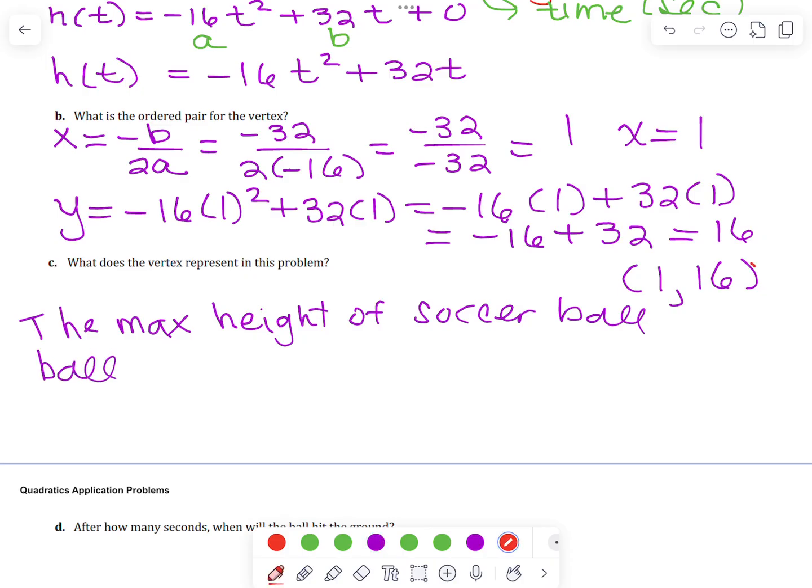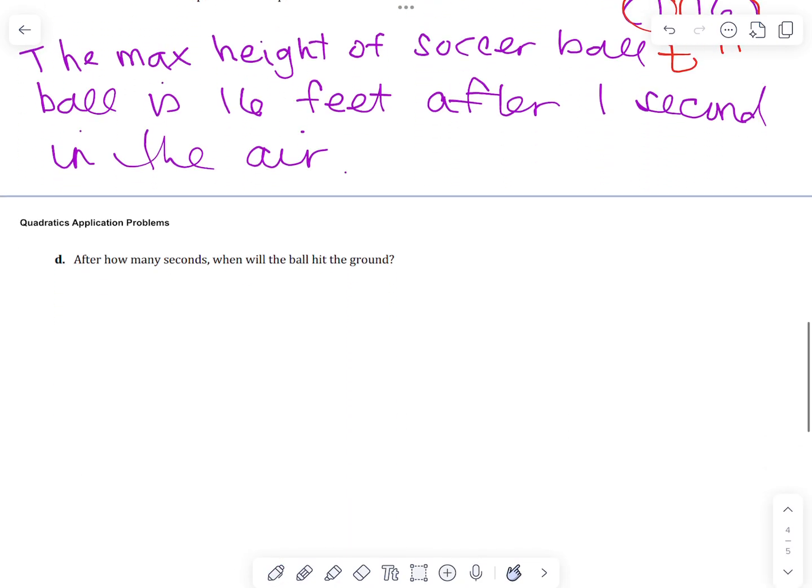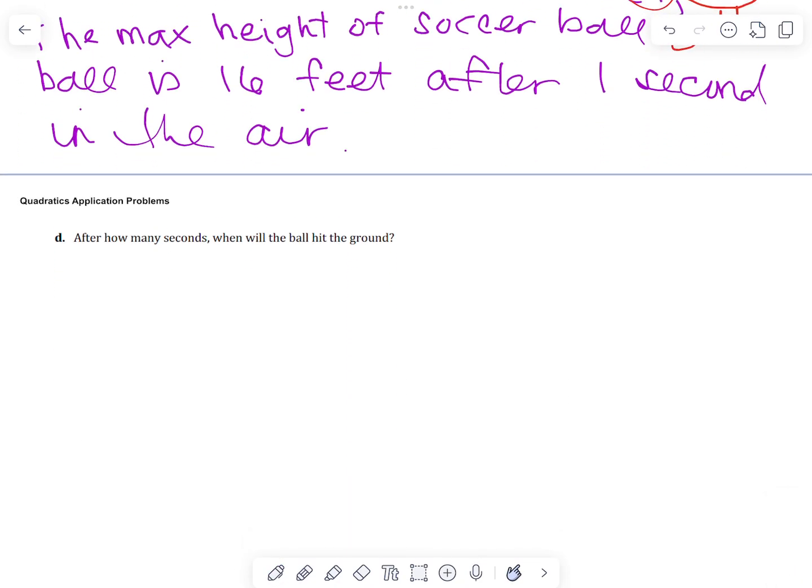So this is the height right here, and then this is the time at that max height. So the max height of the soccer ball is 16 feet after 1 second in the air. Then it says, after how many seconds will it hit the ground?